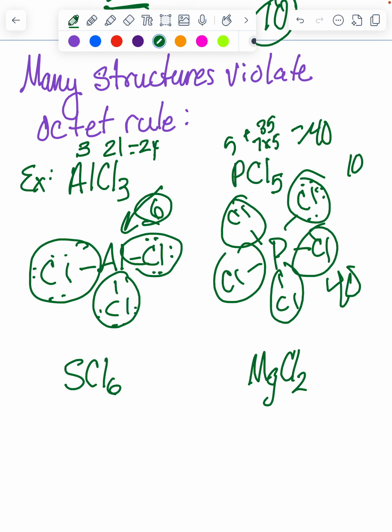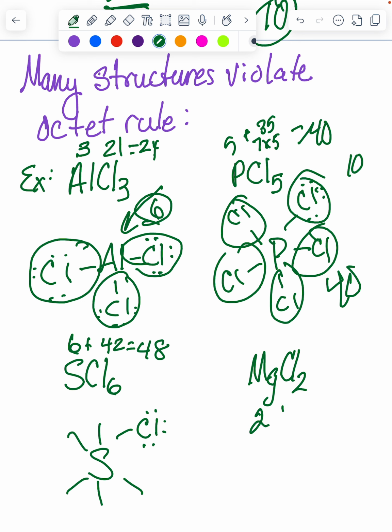SCl6 is another one. 6 and then 7 times 6 is 42. It does help to know your multiples. So put S in the middle, put those Cl's all out there. I'm just going to skip it for the sake of time. And you do get 48. So S can actually have 12 electrons around it.